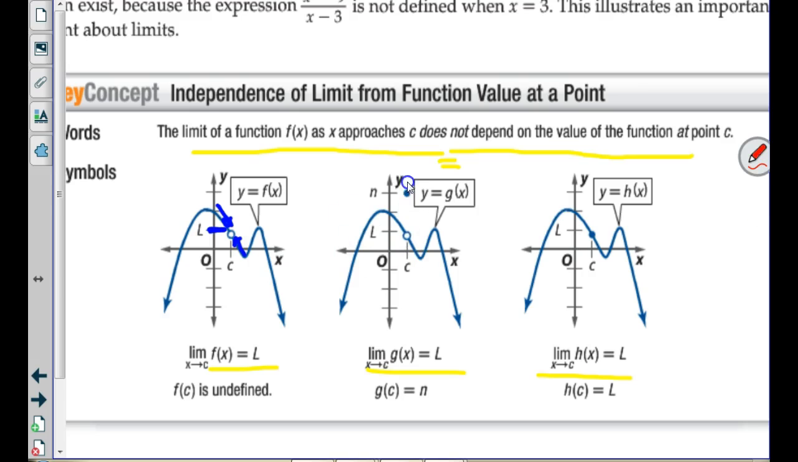If I tell you there's a defined point up here, and it asks for the limit at c, the answer is still going to be L, because it's approaching from the left and the right. It's approaching this y value. Doesn't matter that it's actually up here. It says the limit does not depend on the value at c. And here, when it's defined at c, it's still L.